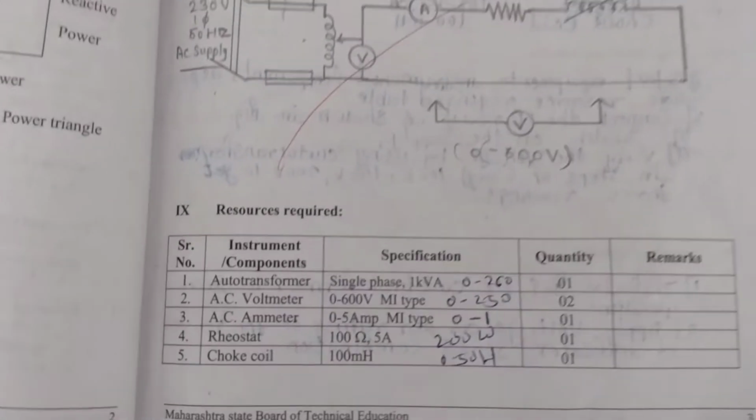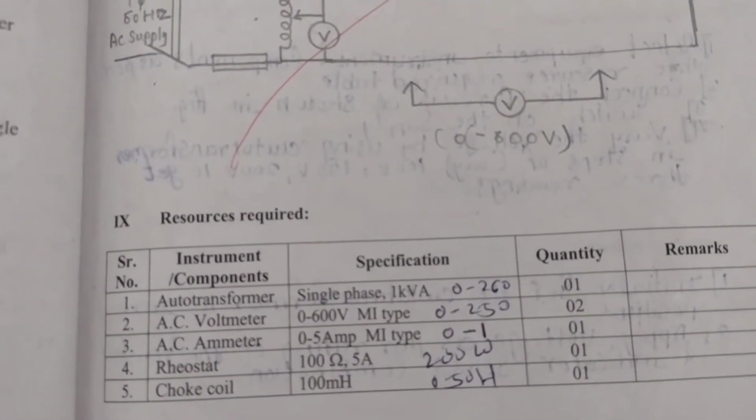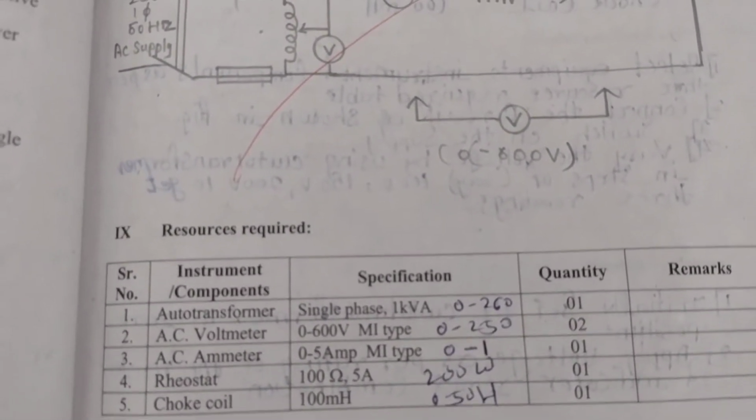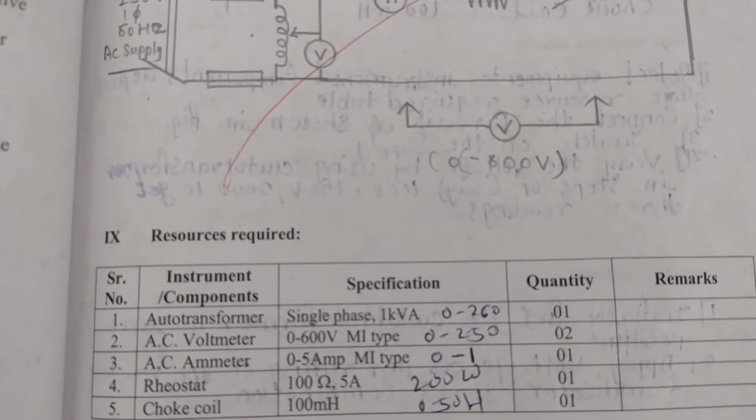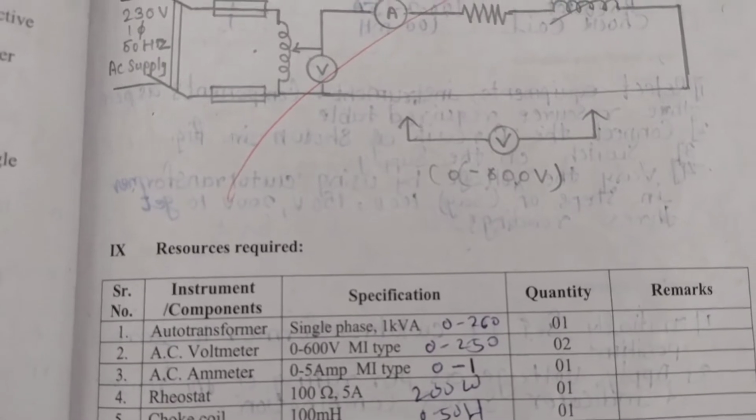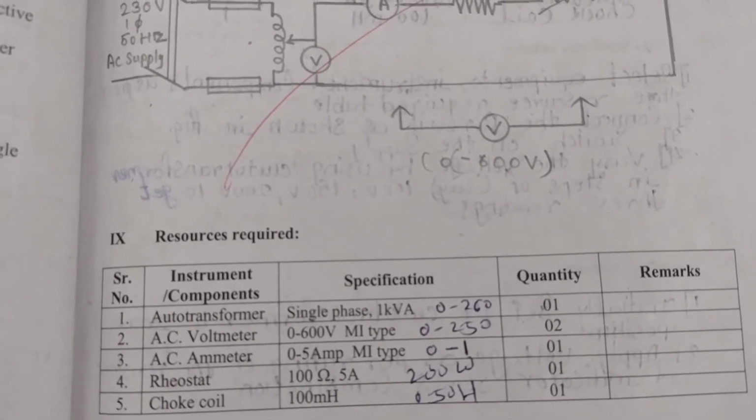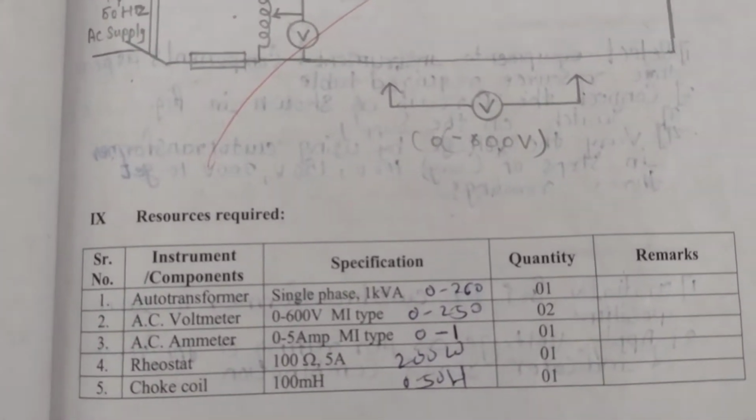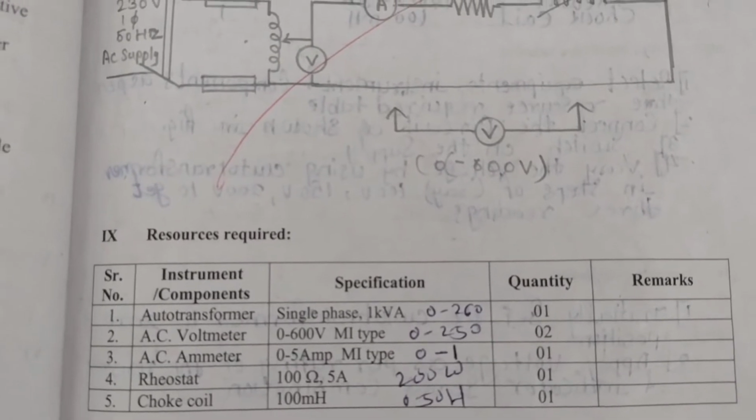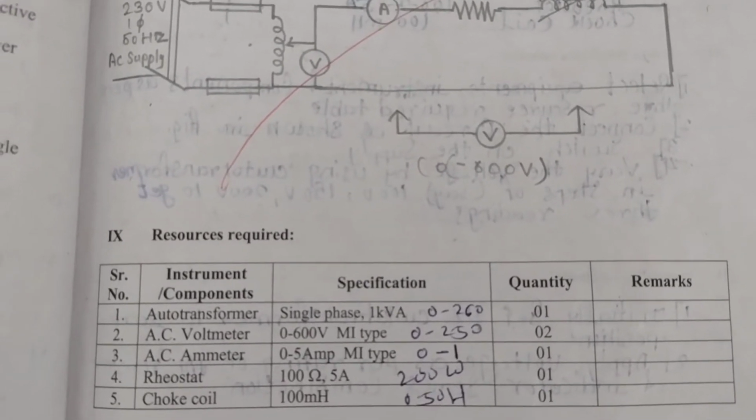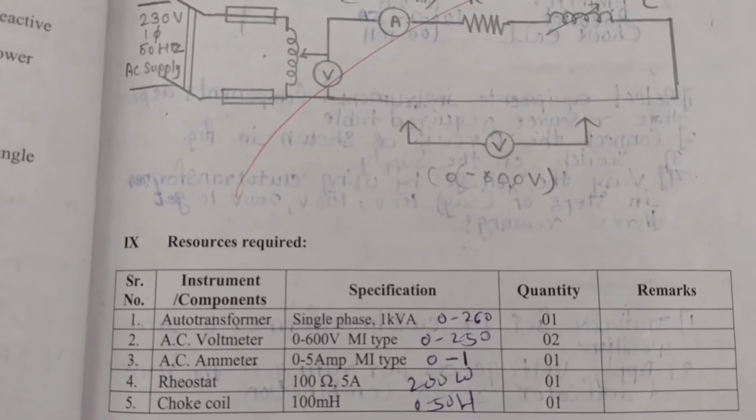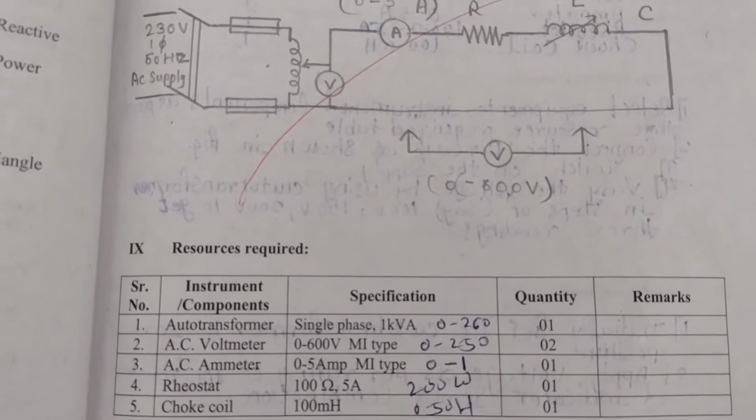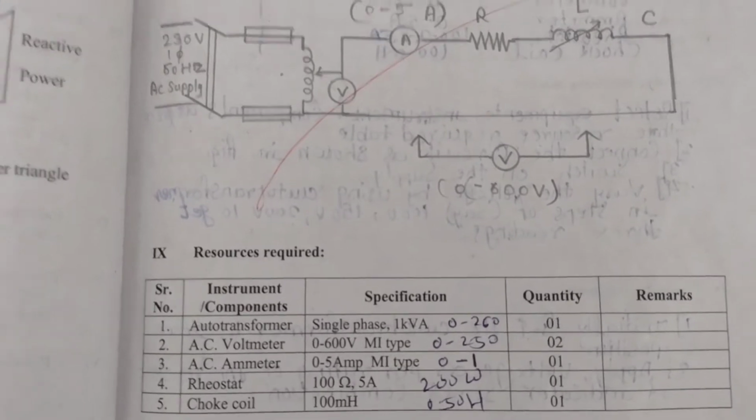First is the auto transformer having the rating 0 to 260 volt. Then an AC voltmeter having the rating 0 to 250 volt. Third, an AC ammeter having the rating 0 to 1 ampere. Fourth, rheostat. In this practical, we are using a lamp as a resistive load having the rating 200 watt. Then a choke coil having the rating 0 to 50 Henry.